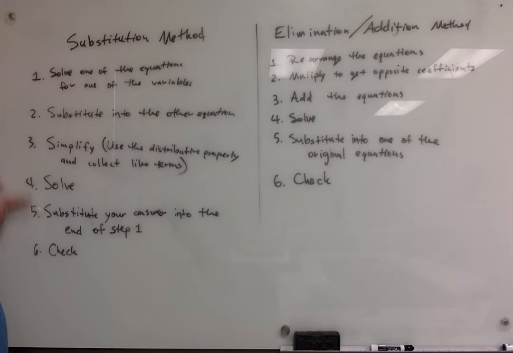And then step 5 is to substitute your answer into the end of step 1. So step 1, where you solved for one of the variables, it's a lot easier just to substitute into that because it's already solved. You can substitute into one of the original equations, but you'll have to do more work, and it's work that you've already done in step 1. And then step 6 here is to check. So always check your answers on these. It only takes a minute, and you'll know that you got the answer correct. Alright, so that's the substitution method.